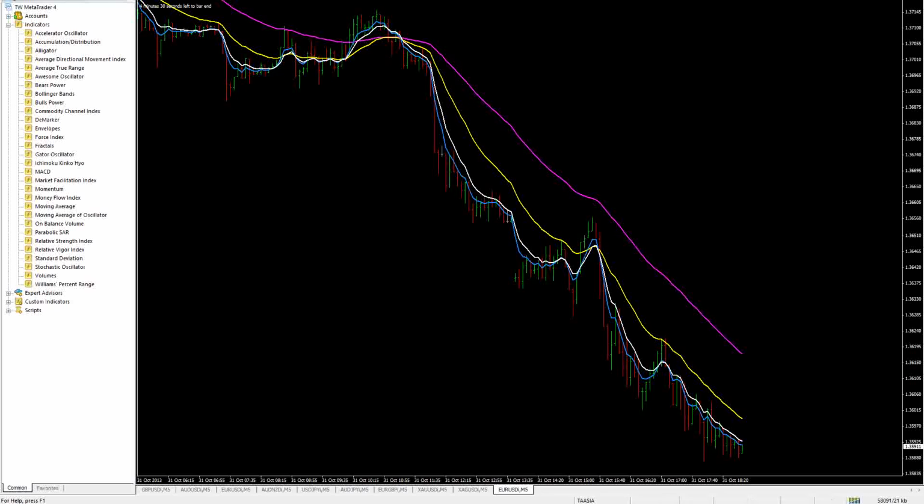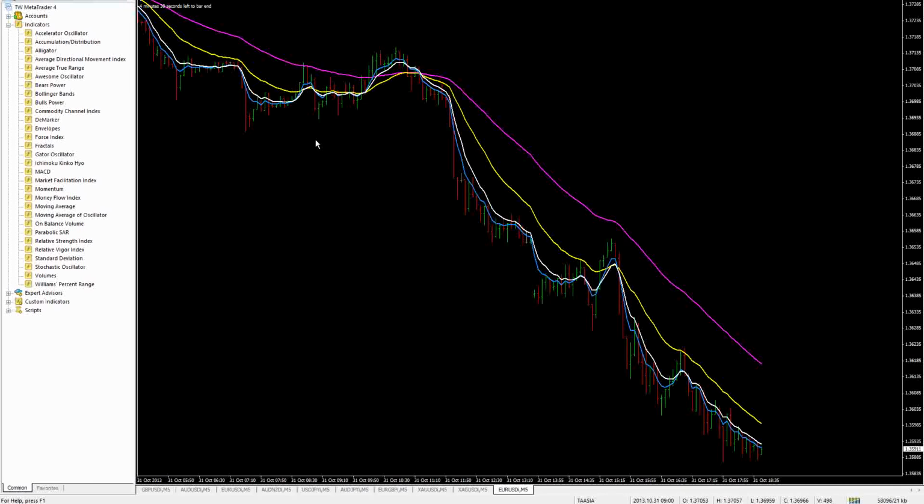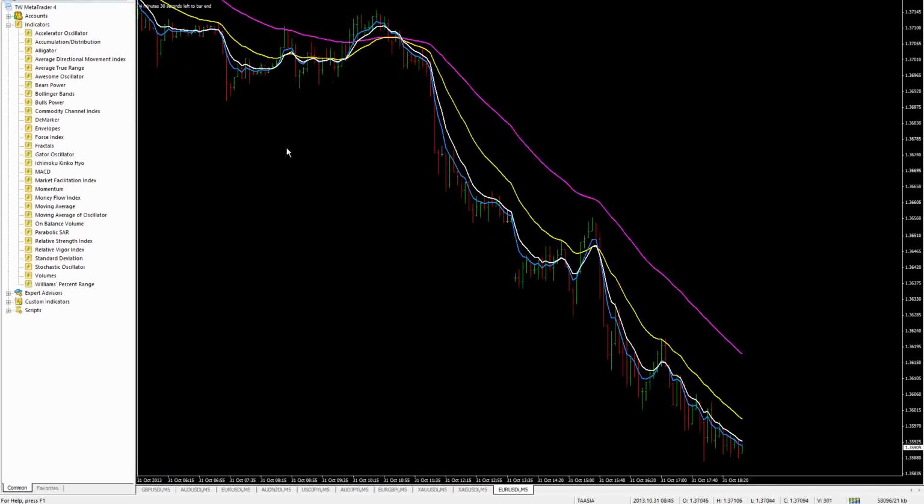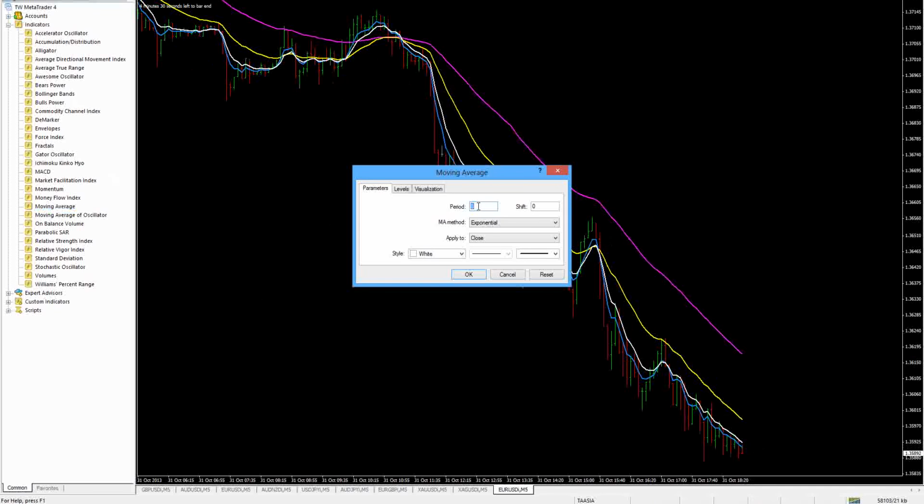So what are the settings on each one of them? Blue is 5, white is 8, yellow is 21, and pink is 55. If we want to see how to add them on there, simply up at the top of MT4, there's moving average, right here. You can open up Navigator, and you'll have moving average. Just drag it onto the screen, and it asks you for the period, 8. You never touch shift, change it to exponential, and close.